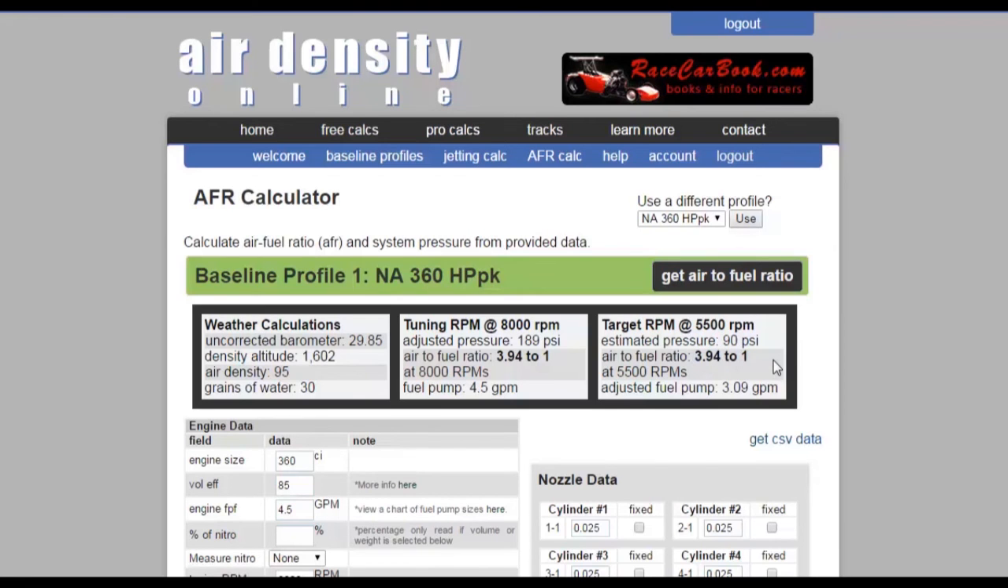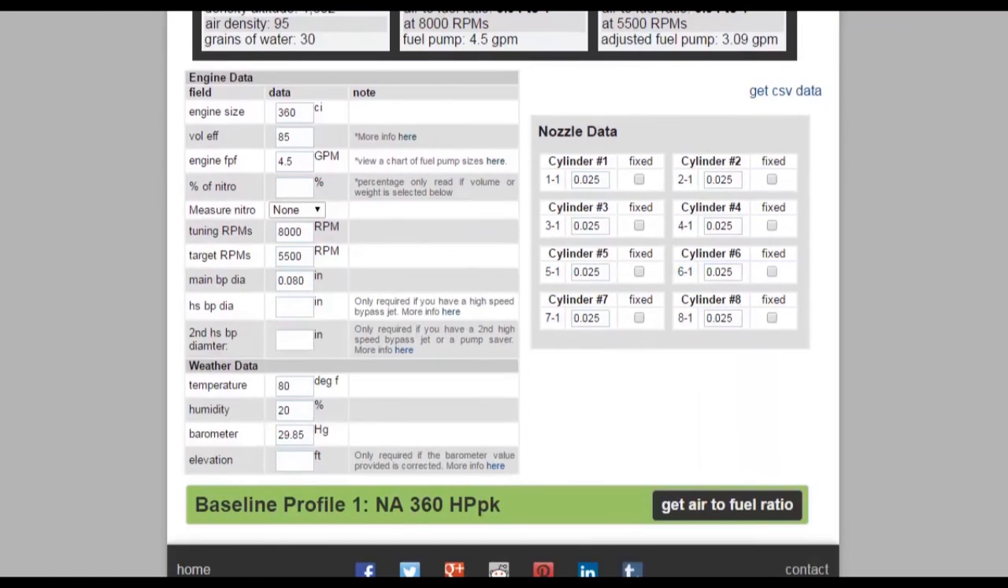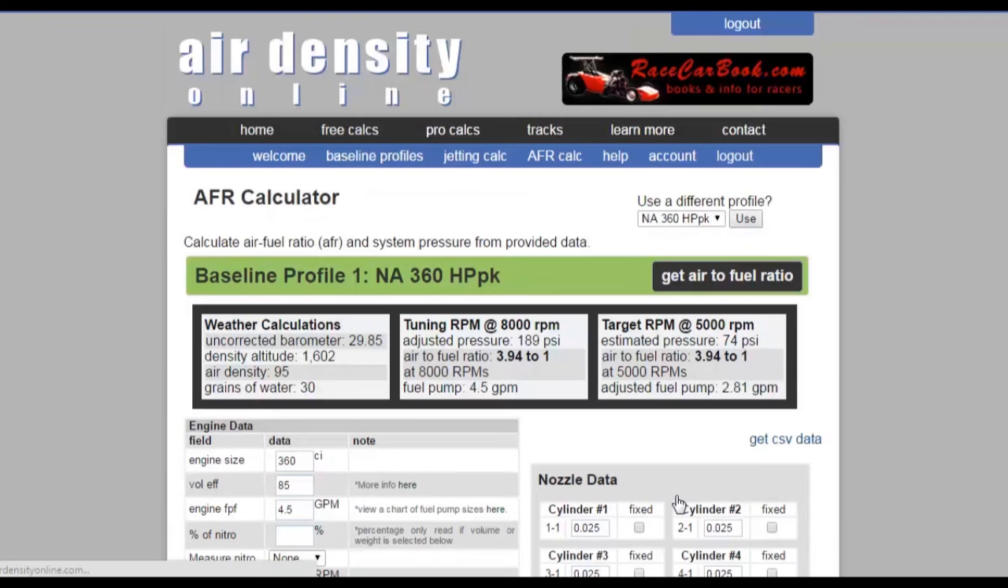If we want to change the RPM to open the poppet, let's say we want to open the poppet at a lower RPM. Let's put in 5,000 RPM. That tells us to drop the pressure in the poppet to 74 psi, and now the poppet will open at 5,000 RPM.